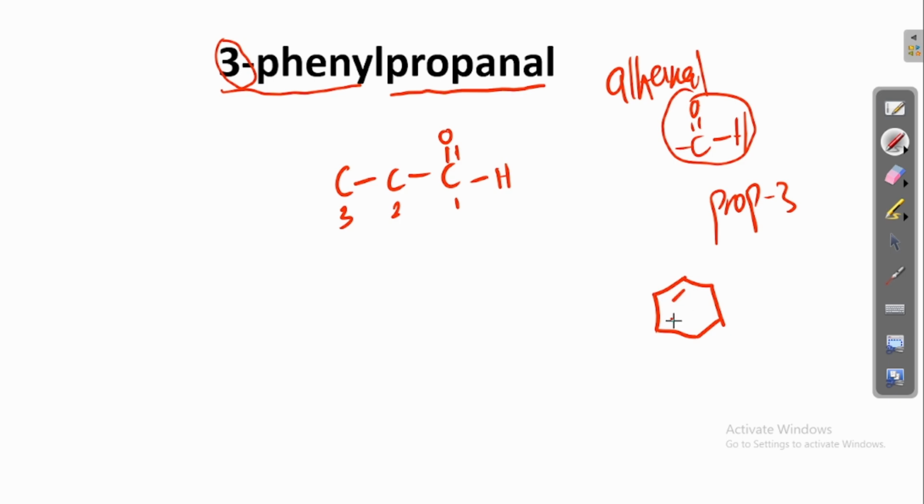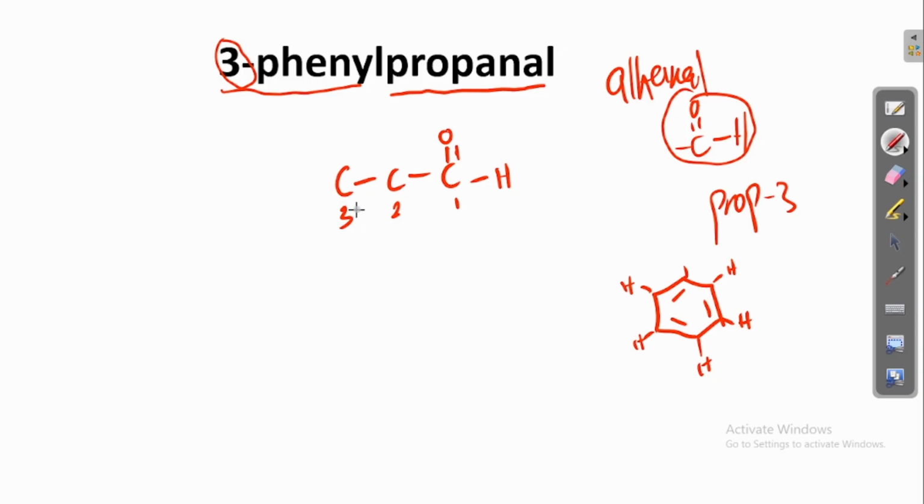Benzene, that is a substituent. Remember, benzene is like this. It has 6 hydrogens. But when benzene loses 1 hydrogen, like here, it now becomes a phenyl. Remember, when the hydrogen is complete, it's called benzene, but when 1 hydrogen has been removed, it's called phenyl.